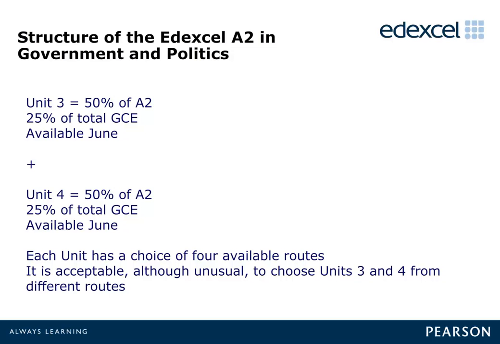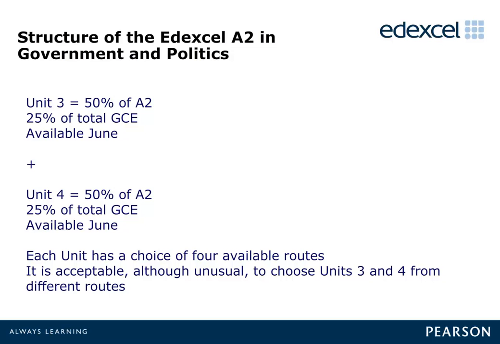Within each unit, there are 4 available routes, A, B, C, and D. The 2 Route A papers relate to the same theme of contemporary politics. Route B papers to political ideologies, Route C to the politics of the USA, and Route D to global politics.